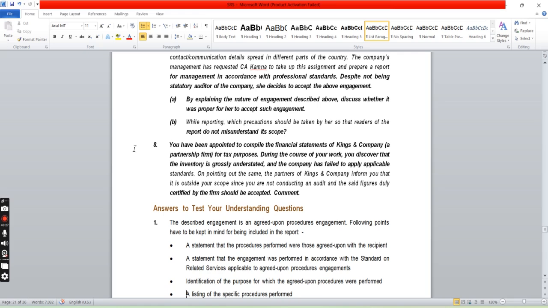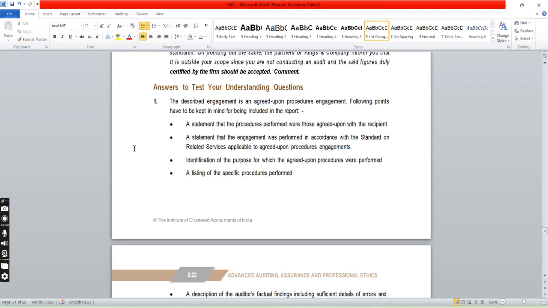You have been appointed to compile the financial statements of Kings and Company, a partnership firm, for tax purposes. During the course of your work, you discovered a discrepancy in the figures. The partners of Kings and Company inform you that it is outside of your scope, since you are not conducting an audit, and the said figure duly certified by the firm should be accepted. Comment.